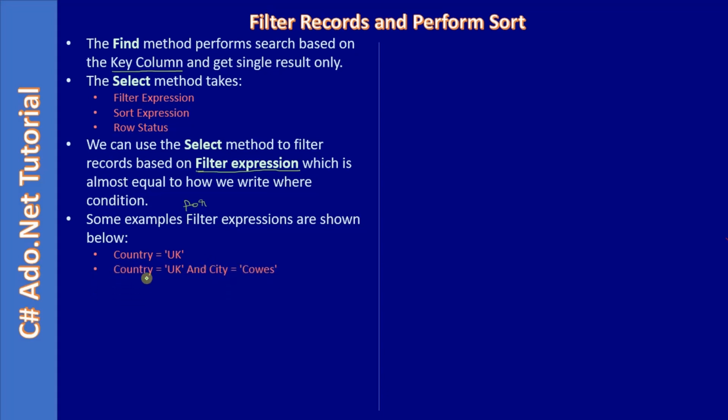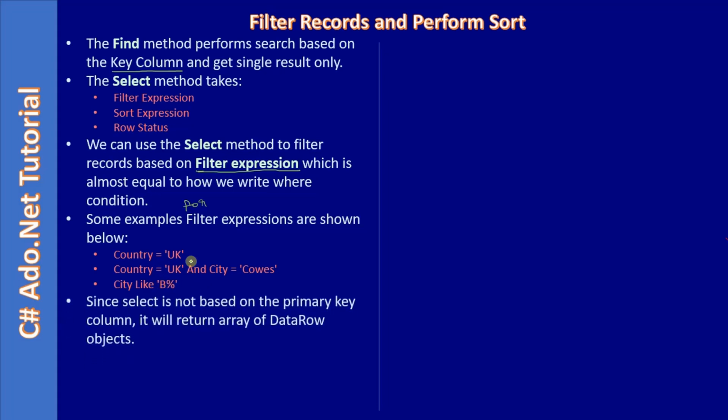The other example is country equal to UK and city equal to Cowes, right? Here if you see, we have two expressions which are mixed with the and. City like B percentage filters all the records with the city that starts with B. So likewise you can form the filter expression.